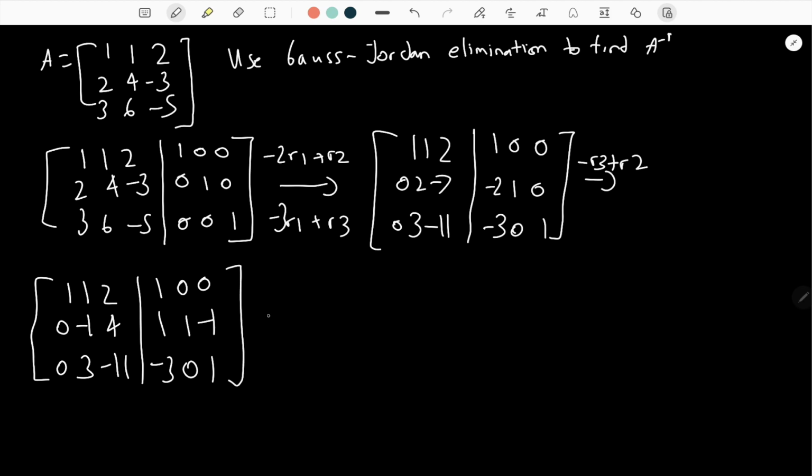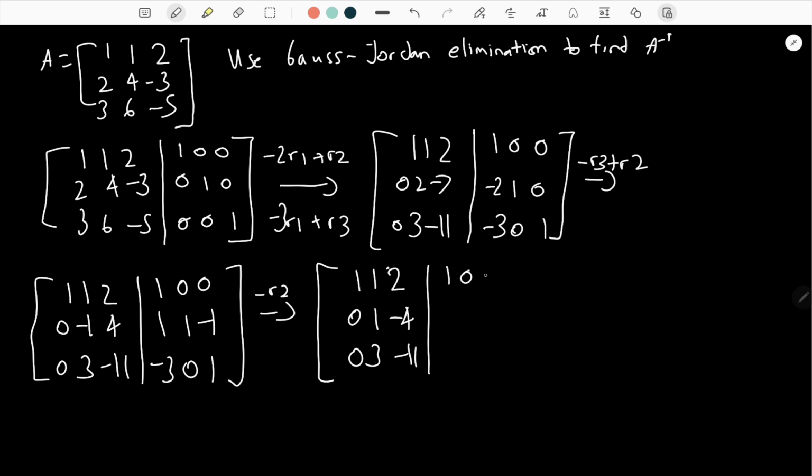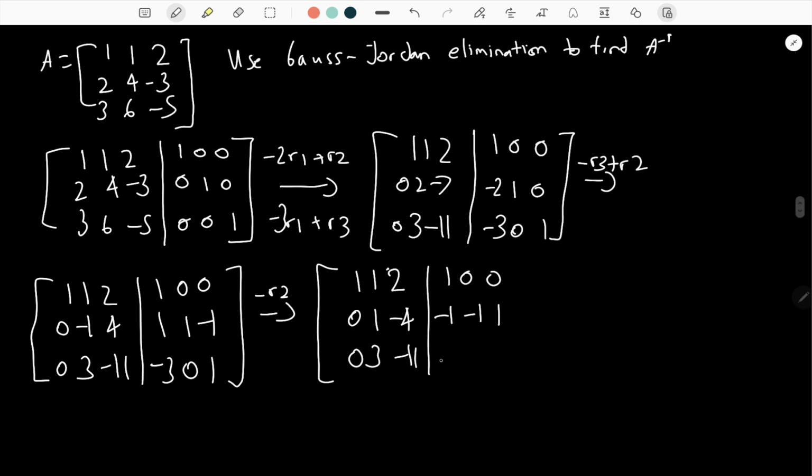So now we find the negative of r2 to make this 1 and use that to cancel this out, and the 1 above it, because we're finding RREF, not REF, because RREF is unique and the inverse is also unique. So now we get 1, 1, 2, then 0, 1, negative 4, and then 0, 3, negative 11. Here we get 1, 0, 0, negative 1, negative 1, 1, negative 3.